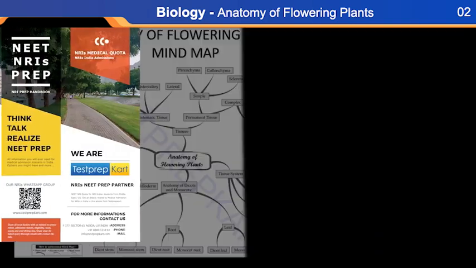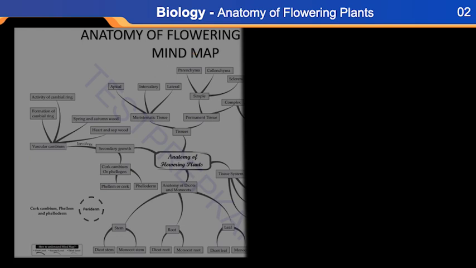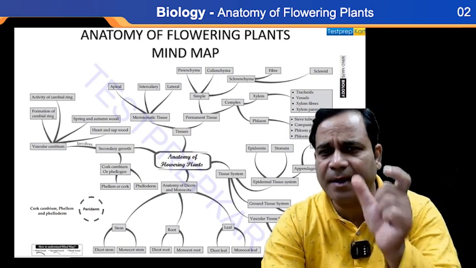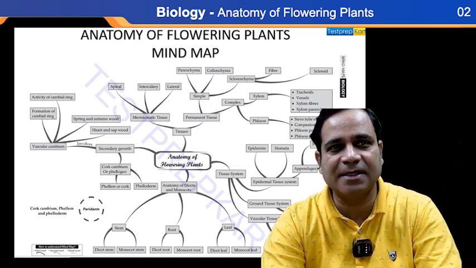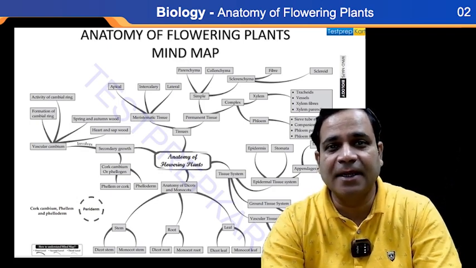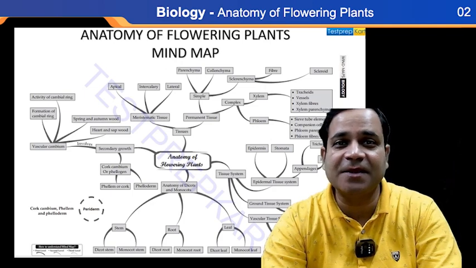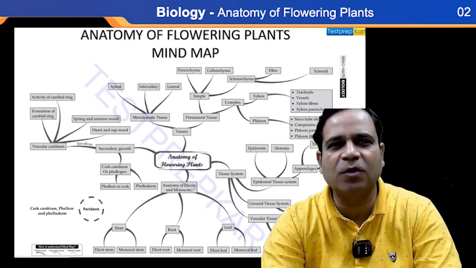When I tell you about anatomy, you should know the meaning of anatomy, because in the previous mind map I told you about two terms: morphology and anatomy. The term anatomy means studying the internal structures of any plants or animals. Whenever we study the external features of plants and animals, then we call it morphology. Correct? So this is how we correlate with this chapter.